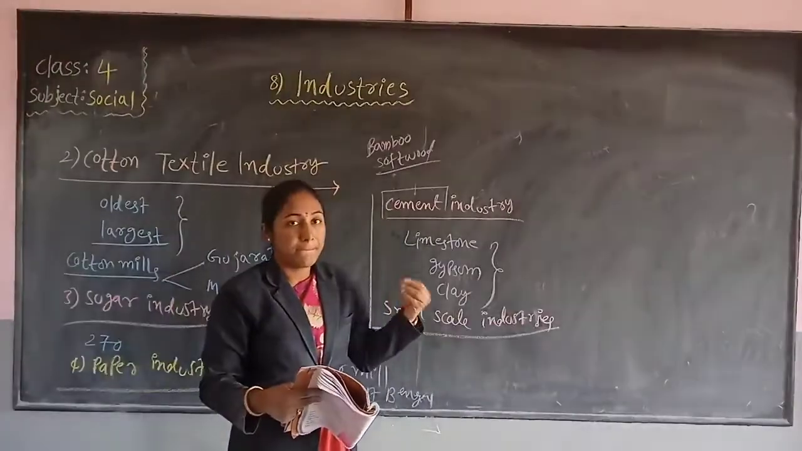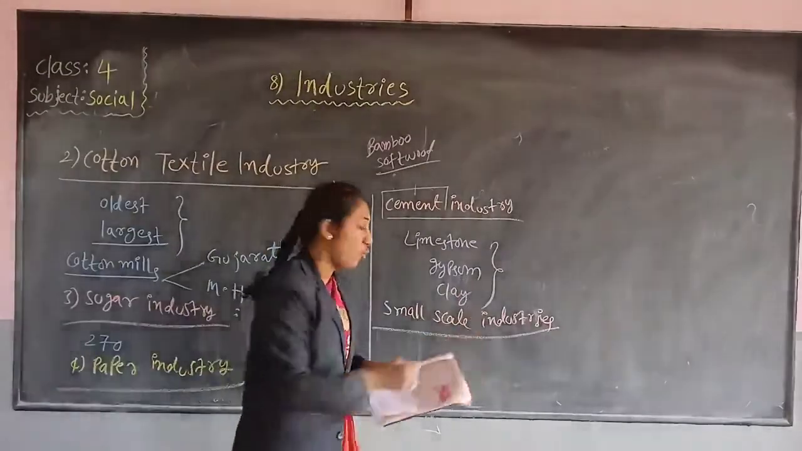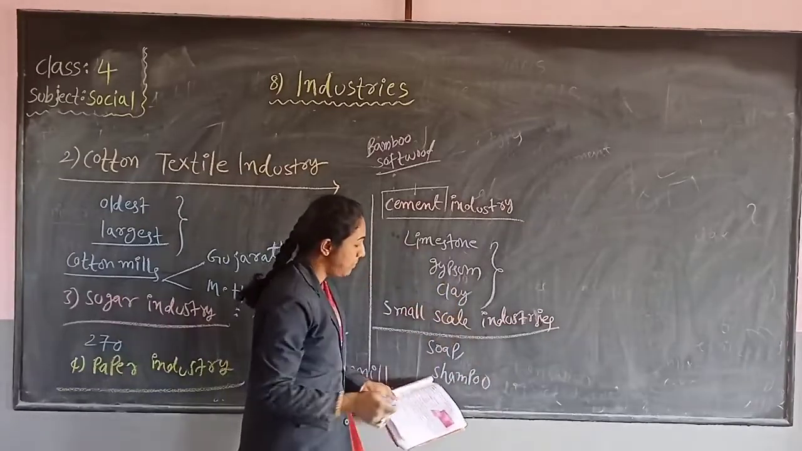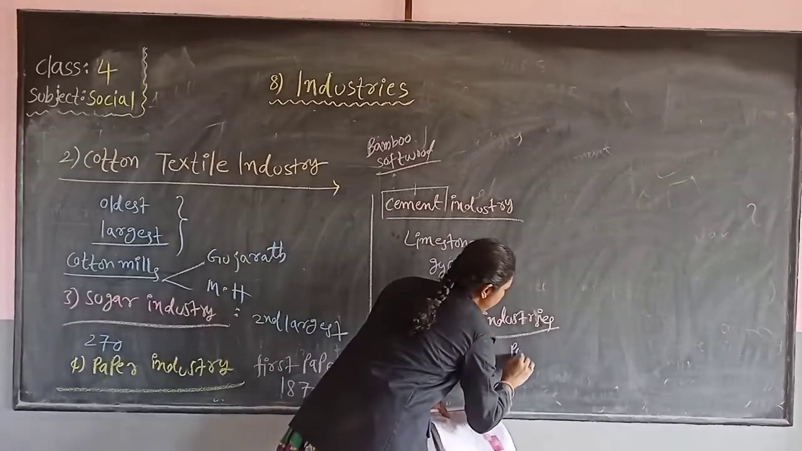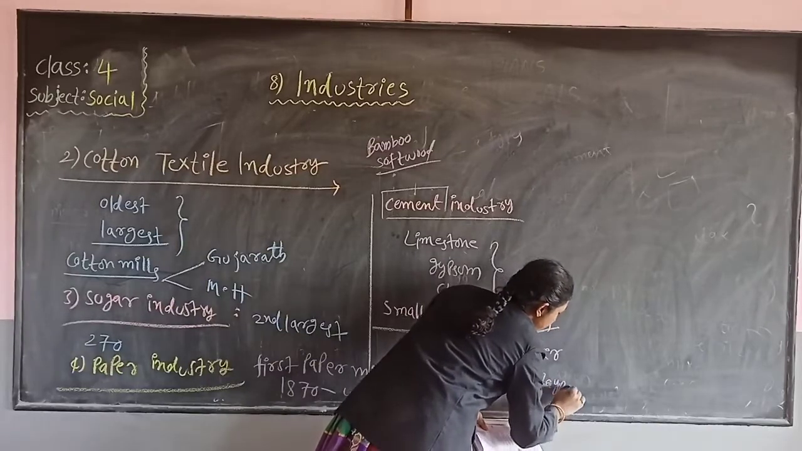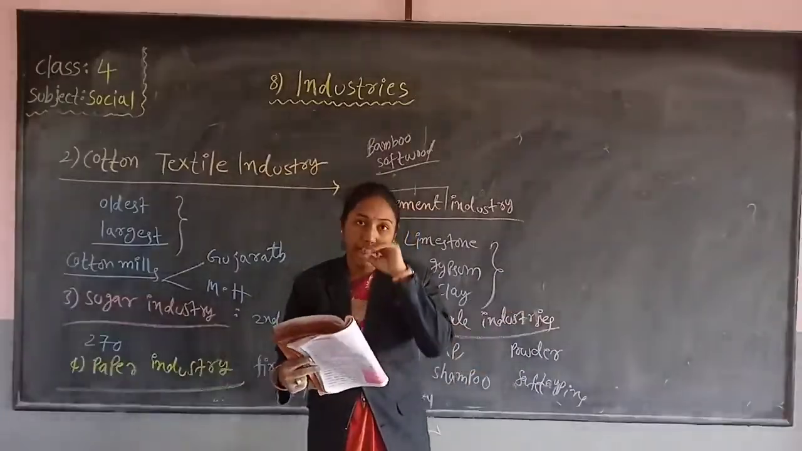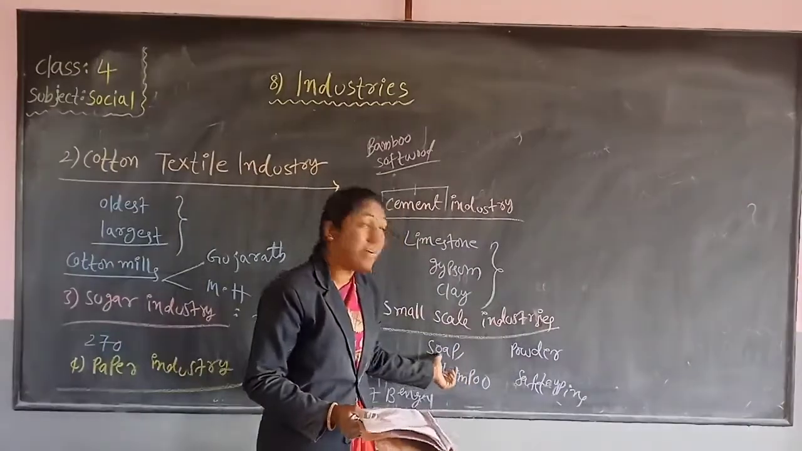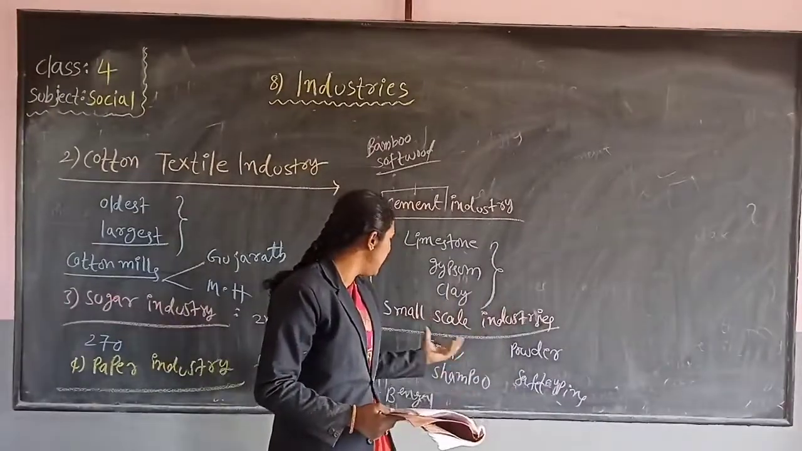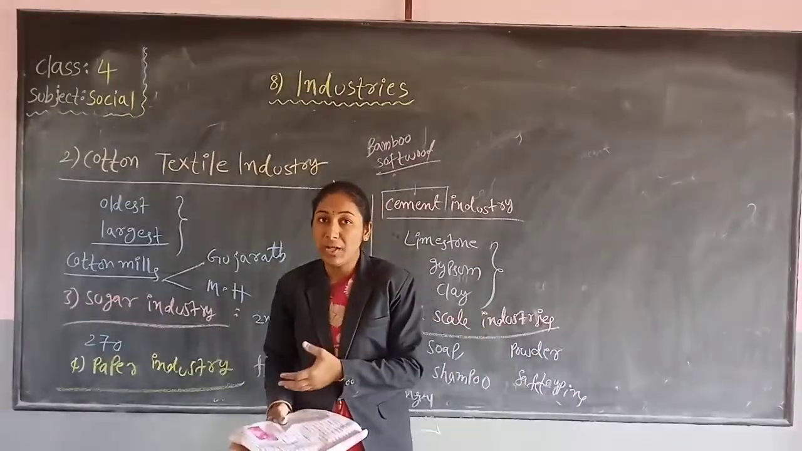Parts which are required by the big industries. Things like soap, shampoo, powder, safety things, and plastic things are all made in the small scale industries. They are also made in small parts which are required by the big industries.